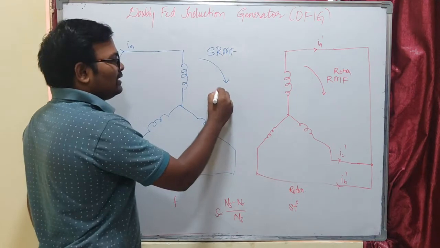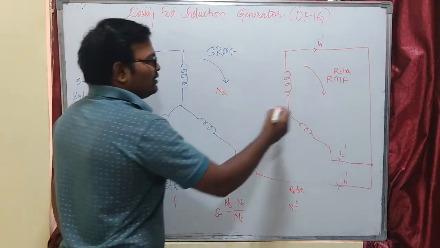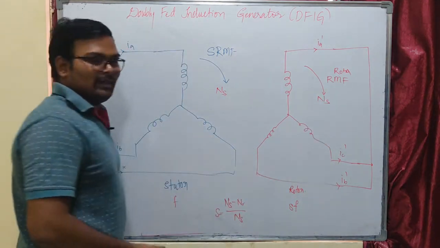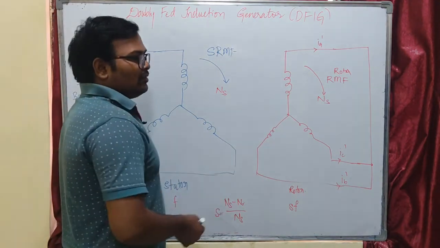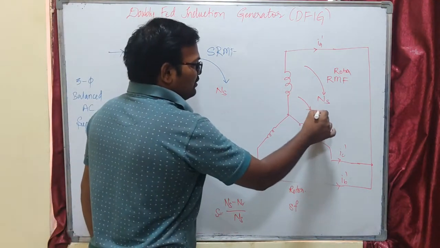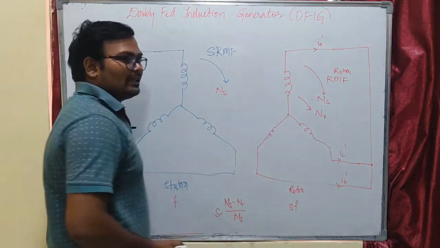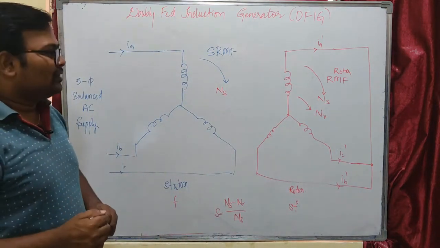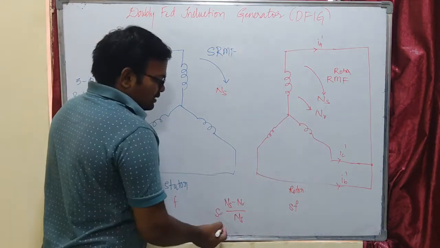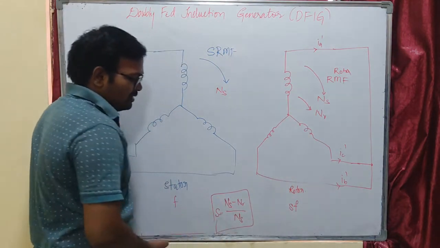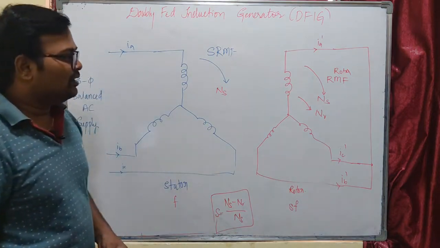The speed of the stator rotating magnetic field is synchronous speed, as well as the speed of the rotor rotating magnetic field. Now our rotor starts rotating with speed nr, in the direction of the rotating magnetic field. The difference between our synchronous speed and our rotor speed is called slip speed, and percentage slip is given by (ns minus nr) by ns. Up to this you know these concepts.